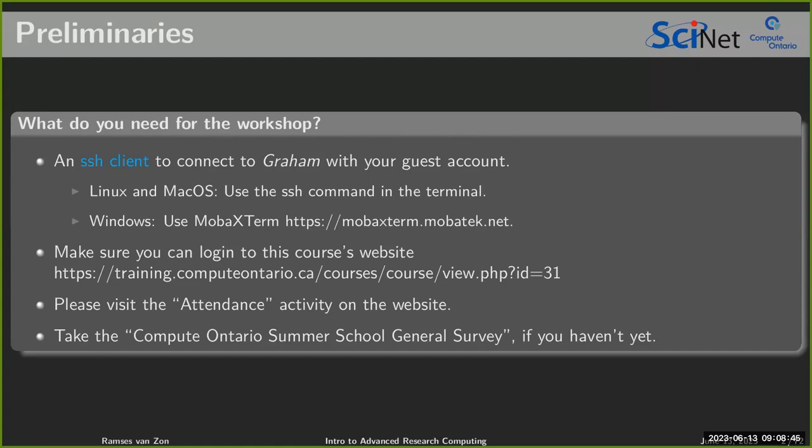And make sure you can log into the course's website so that you can take the attendance. I put the link there, but you won't be able to do the link until you get the slides, and you won't be able to get the slides unless you log into the course site. So this one is circular. This is the attendance activity, and also take a moment to do the general survey if you haven't done that yet. The most important part here is to be able to get an SSH client. For those of you that don't have a terminal on Linux or macOS, take a moment to install MobaXterm. There's a free version, that's all you need, and that will serve you well.